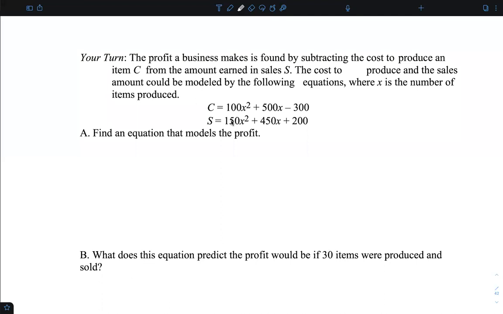So they told us exactly what we have to do here. It says we have to subtract the cost from the sales. So we have to take C from S. So that means we have to do S minus C. That means I need to take my 150.